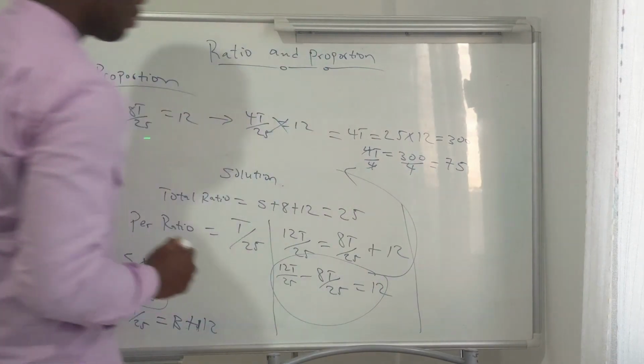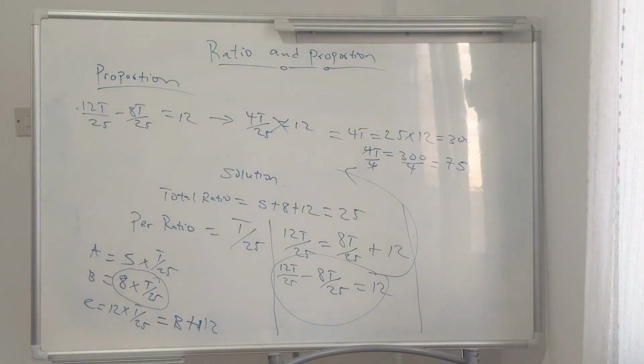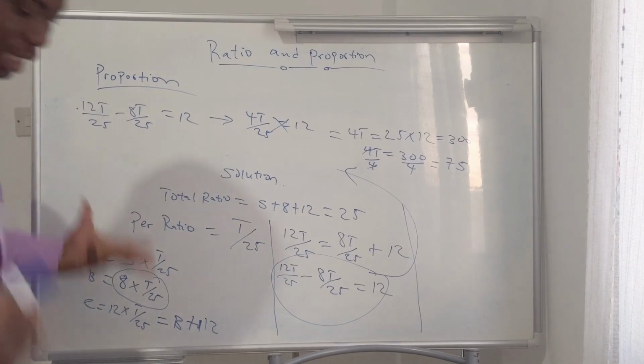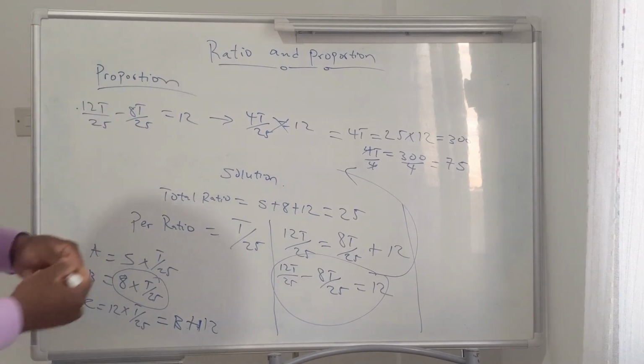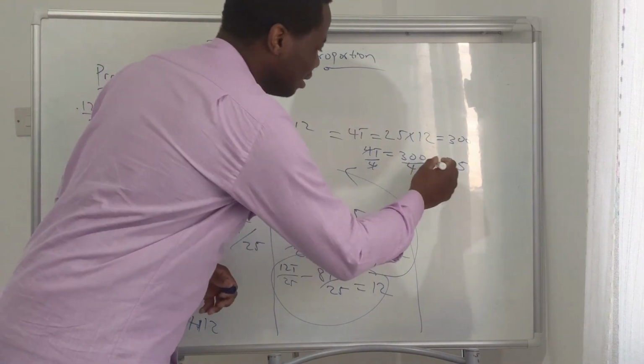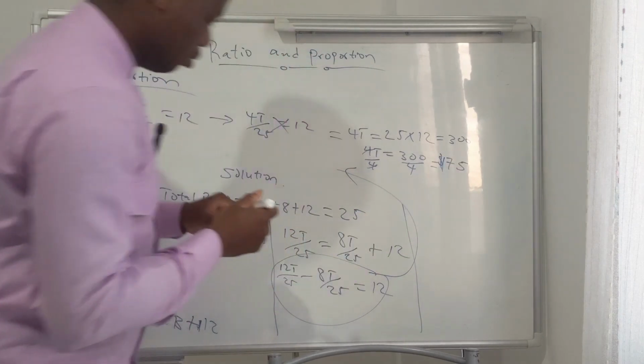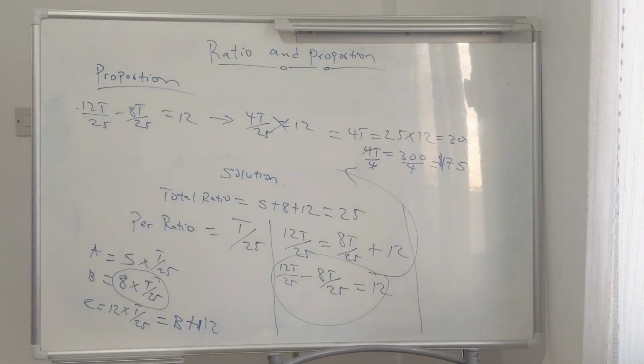75. So the total amount that was shared was $75. Do we understand it?